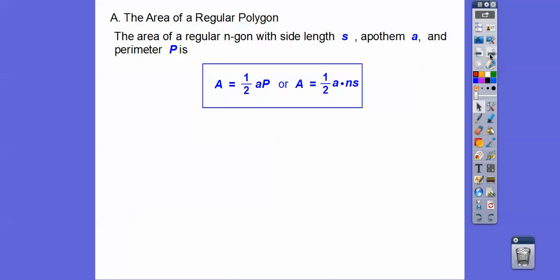So the area of a regular n-gon with sides n, apothem a, and perimeter P is A equals 1/2 a times P, the apothem times the perimeter. This just says that this is my perimeter, the number of sides times the side length, for an n-gon with side length s. So we have to get the perimeter, we have to know the apothem, and then multiply it by 1/2. I have a few of these here.